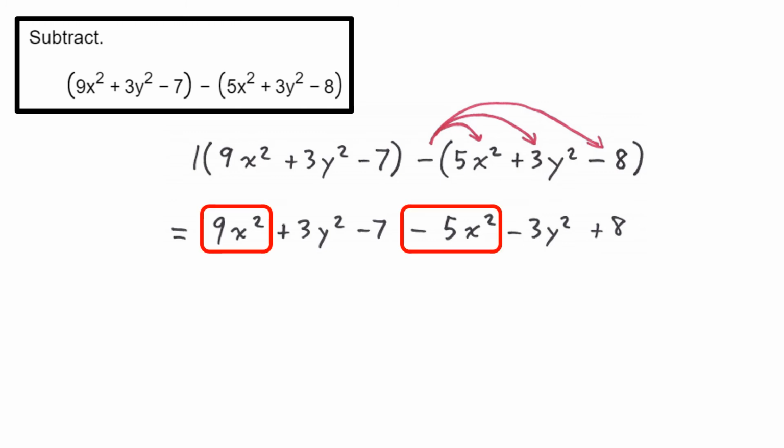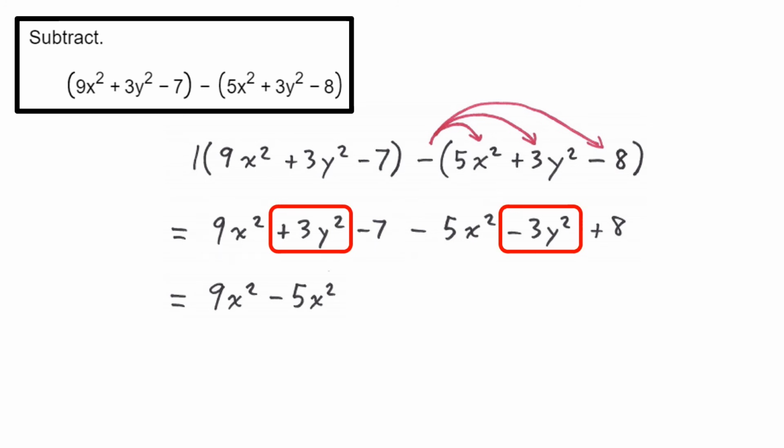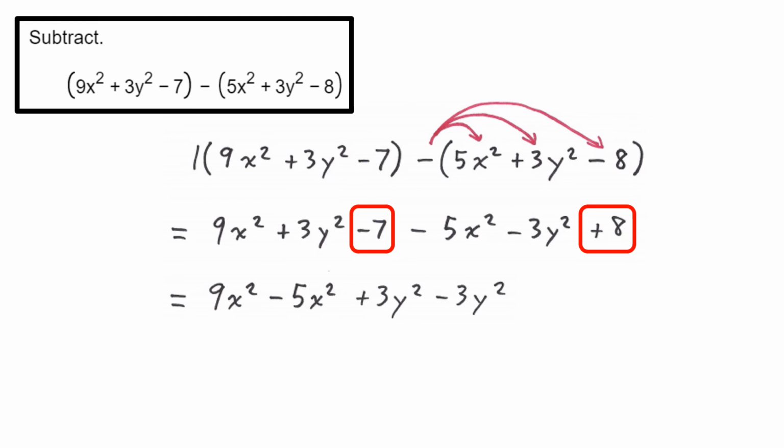Next, we have to see if we have any common terms. And the 9x squared and the minus 5x squared are common, so we'll write those near each other up front. The y squared terms are also common, so we write them next. And finally, the negative 7 and the plus 8 are both constants, so we write those common terms next to each other.